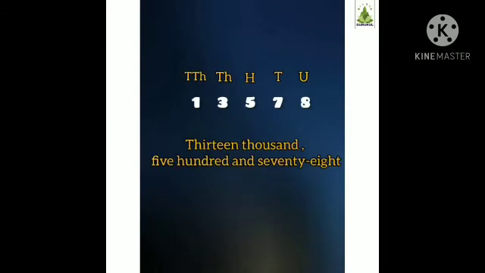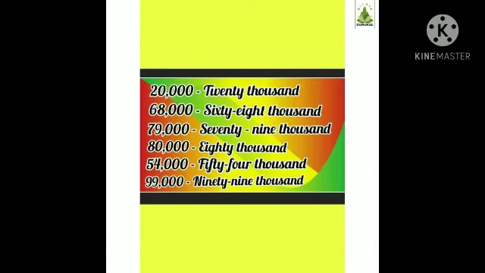The number 1, 3, 5, 7, 8 we read as 13,578. Remember, while reading and writing 5-digit numbers, we read the digits in 10,000 and 1,000 places together. Let us read the following numbers: 20,000, 68,000, 79,000, 80,000, 54,000, 99,000.